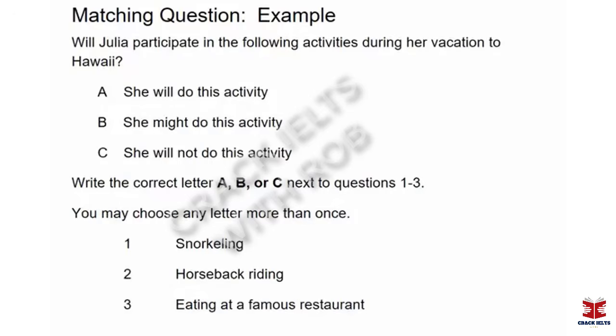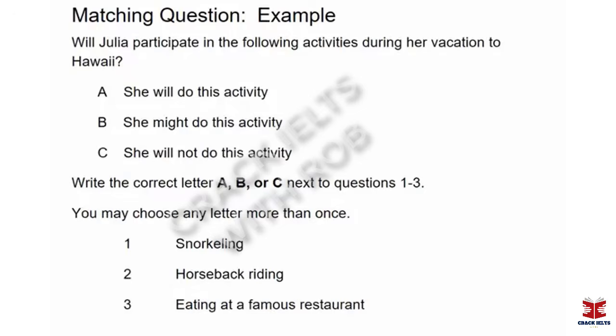And then we get a list of choices. Sometimes these choices are in a box, sometimes just a list like this one. And our choices are A, she will do this activity, B, she might do this activity, or C, she will not do this activity. Okay, so we know that Julia is going to be doing some activities. We have to see about whether she's going to do some particular ones or not.